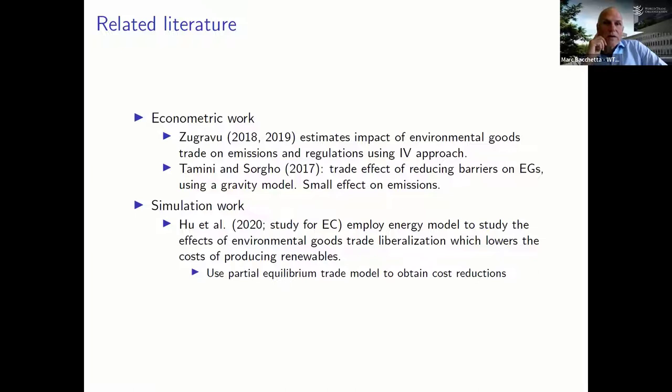who estimates the impact of environmental goods trade on emissions and regulations using an instrumental variable approach. Then the work by Tamini and Sorgo, who are interested in the trade effects of reducing barriers on environmental goods and use a gravity model and find a small effect on emissions. And lastly, simulation work using an energy model by Hu et al. for the EC. They study the effects of environmental goods trade liberalization and find that it lowers the cost of producing renewables.